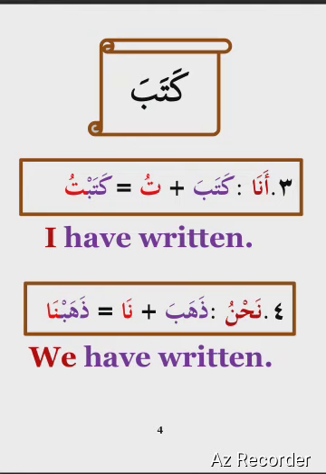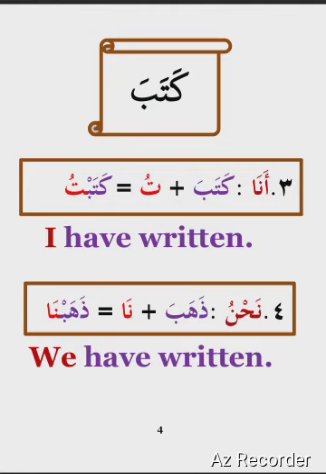Ana means I. So how do we change the verb kataba to suit ana? All you need to do is to attach ta'un carrying dumma to the last letter. Then you give sukun to the letter before it. So the verb kataba will now become katabtu, which means I have written or I wrote.